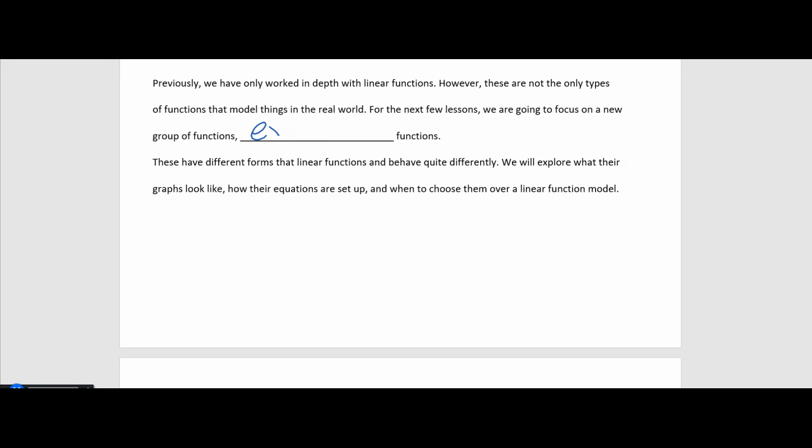And we're actually just going to squeeze this all into one lesson. Maybe it'll be more than one video because there's a lot, but still just one lesson. These have different forms than linear functions and behave quite differently. Let me switch that. Should be "than linear functions." We will explore what their graphs look like, how their equations are set up, and when to choose them over a linear function model.